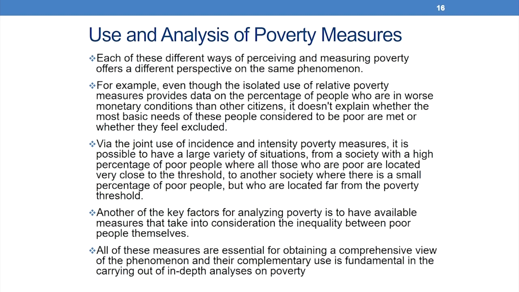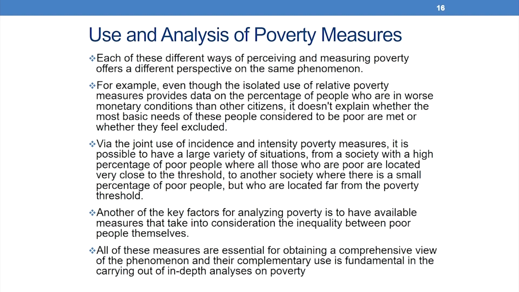Via the joint use of incidence and intensity poverty measures, it is possible to have a large variety of situations, from a society with a high percentage of poor people, where all those who are poor are located very close to the threshold, to another society where there is a small percentage of poor people who are located far from the poverty threshold.